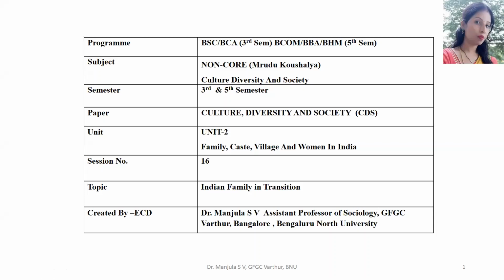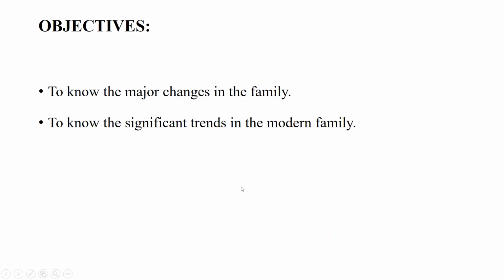Today I am discussing the non-core paper, that is Culture, Diversity and Society, for 3rd and 5th semester students, Unit 2, Family, Caste, Village and Women in India, session number 16, and today's topic is Indian Family in Transition. The objectives of this session are to know the major changes in the Indian family and to know the significant trends in the modern family.